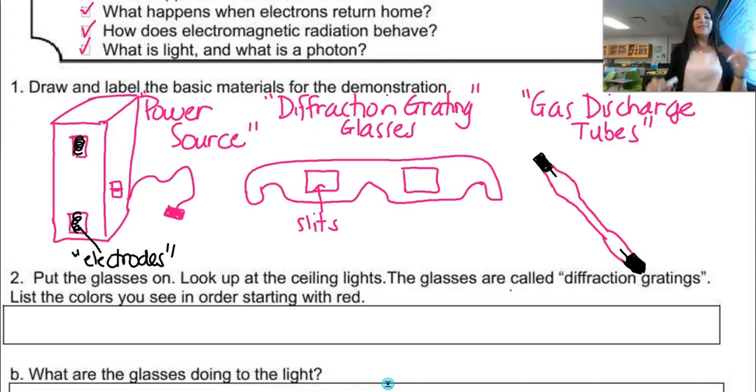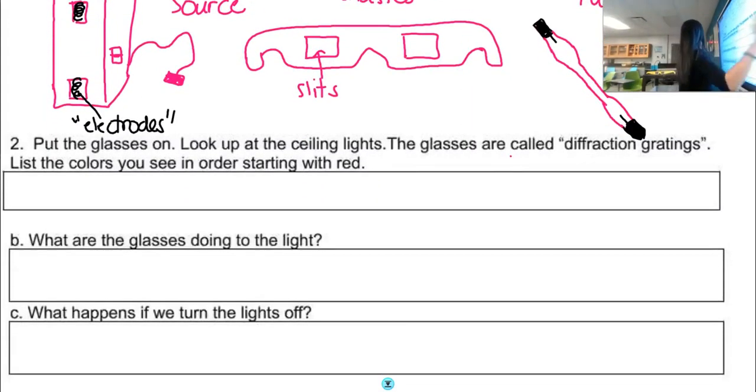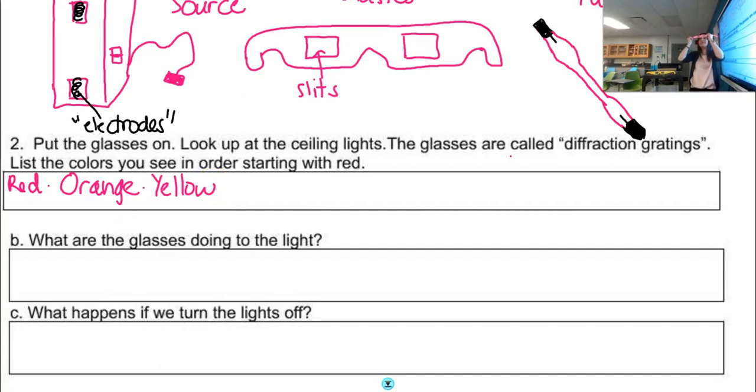Okay, so it says put the glasses on. And so what we're going to do is put these glasses on, and these are the diffraction gratings. What colors do you see starting with red? So after red, what do you see? Oh, you should see an orange. So we should see red, orange. Do you see yellow? Now, it depends on where you're looking, but I'm definitely seeing yellow. Then what? Green. Good.